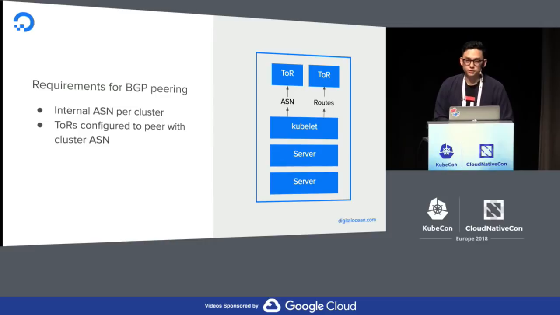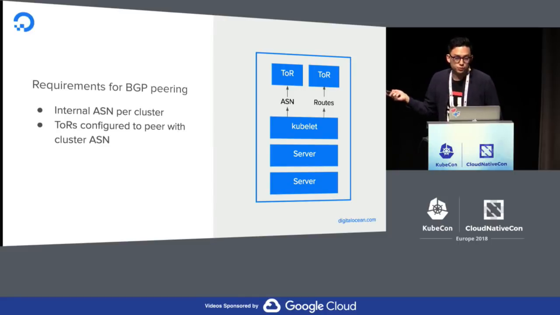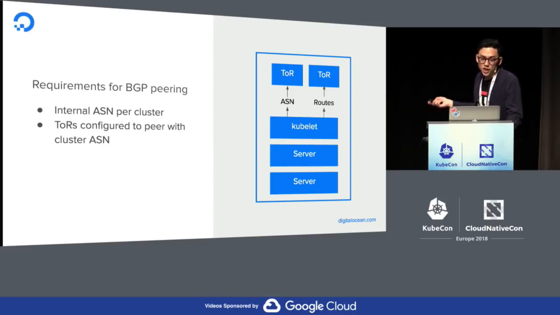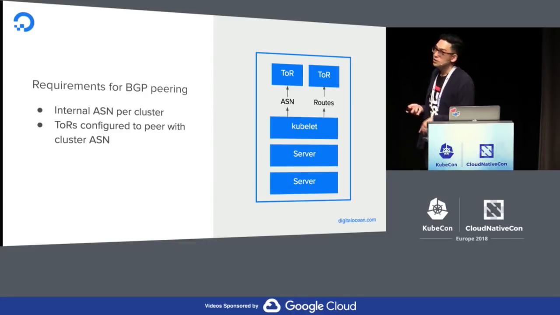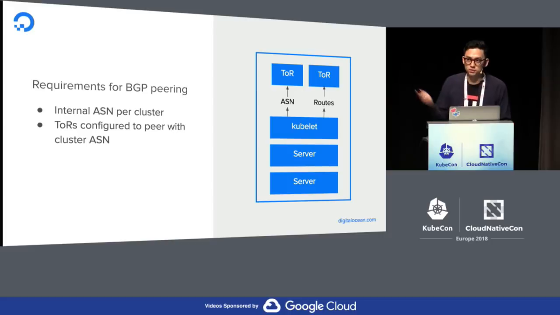So from a node-by-node configuration standpoint, all we had to do from there was to know what is the internal autonomous system number for the cluster, and how do we actually peer with this top of rack switch? So what is the IP of the switch, and what is the autonomous system number that the top of rack switch is?